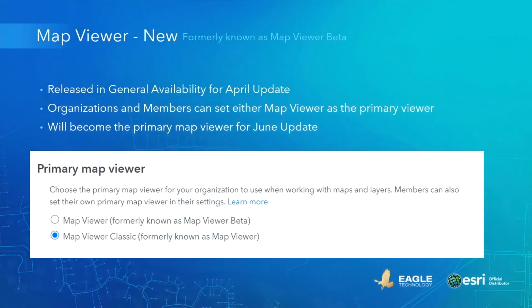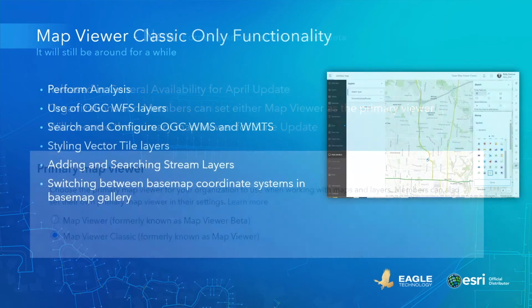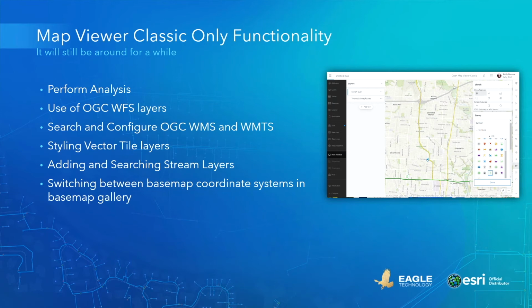So the original Map Viewer is now called Map Viewer Classic, and it remains the primary viewer for a limited time. There is still functionality that can be accessed solely within the Map Viewer Classic, and this means it's still going to be around for a while. If you want to be using OGC WFS layers or performing analysis, that's where we'll continue to use the Map Viewer Classic. But as you've seen with the smart mapping capabilities of the new Map Viewer, it makes sense to start migrating towards those.